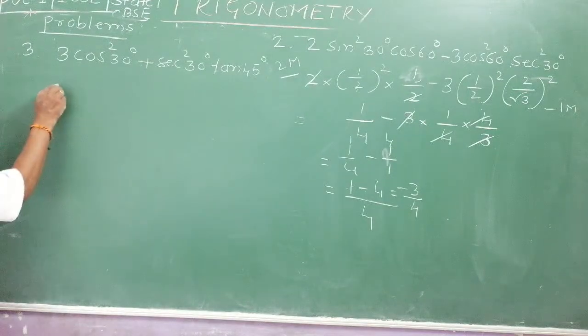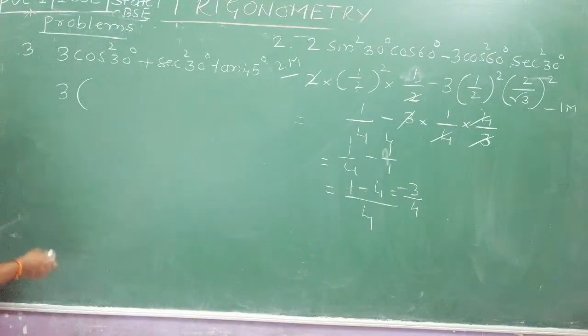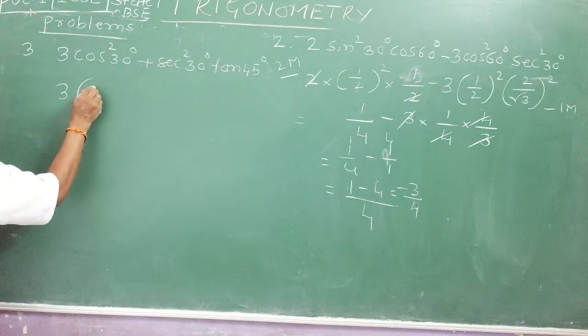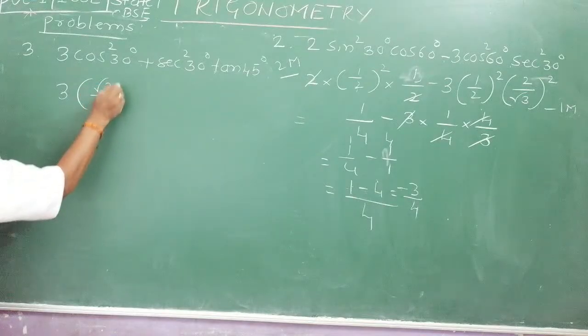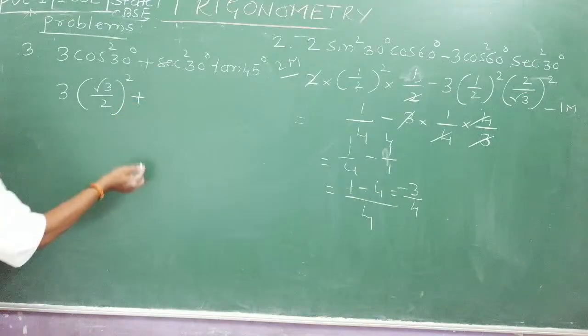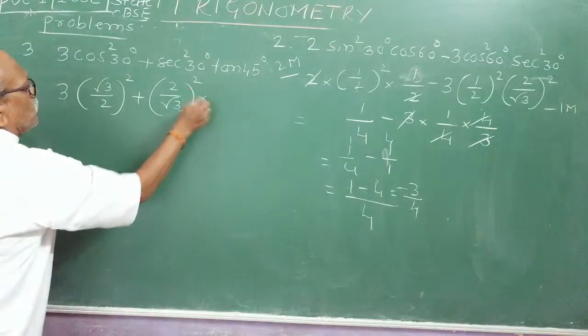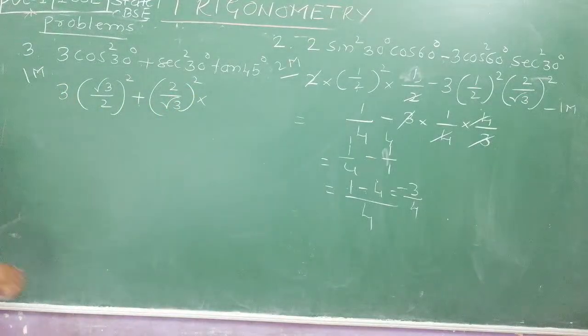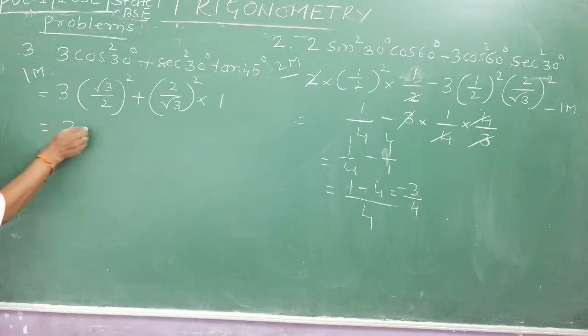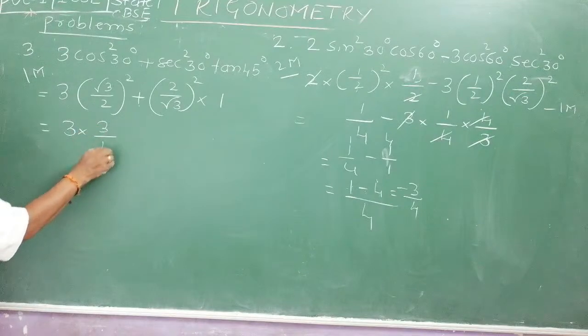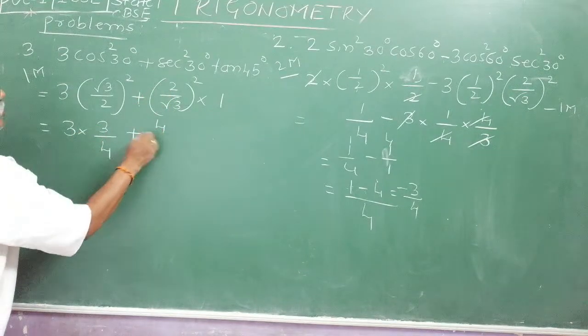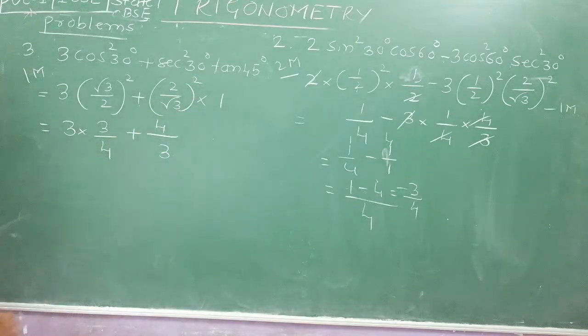Don't look at the board. Cos 30, recall. The value of cos 30 is root 3 by 2 whole square, plus sec 30, reciprocal of it, 2 by root 3 whole square. Tan 45 is 1. Verify your answer. 3 into root 3 square is 3, 2 square is 4, plus 2 square becomes 4 and root 3 square becomes 3. I hope you got the same answer. 3 3s are.